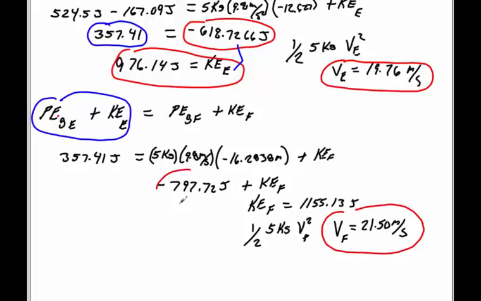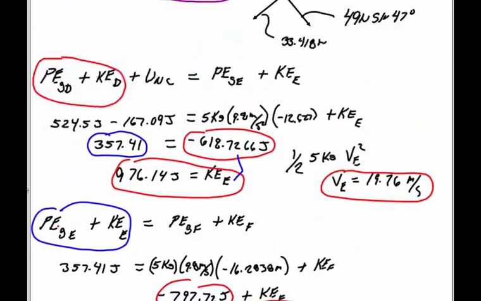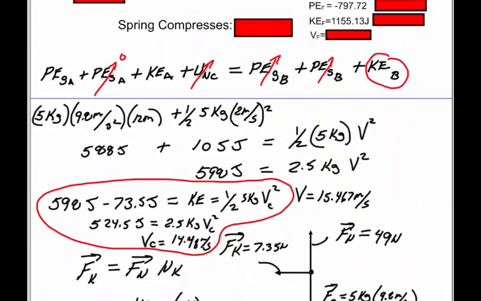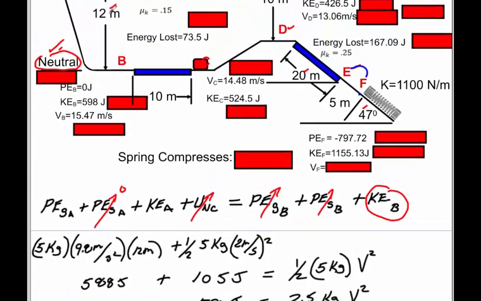Alright, I'll circle all these so we can keep track of this. And again, this is my kinetic energy. Alright, so I'll go back and make sure that's 21.50. And the last number is 21.50. Okay, we're good.